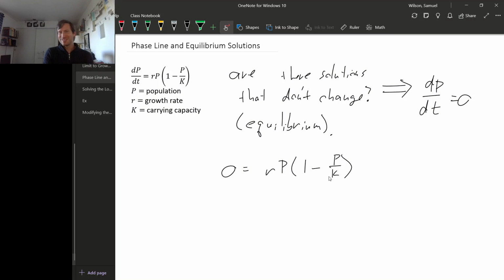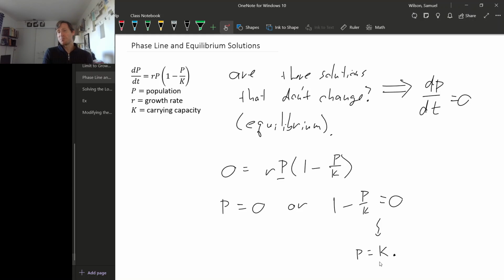Of course, since it's factored already, all we need to do is set this first factor equal to 0, or set this second factor equal to 0, and then solve. So the first one just gives us p equals 0. That's one equilibrium solution. And the other equilibrium solution, if we solve this equation, we get p equals k. And that's the equilibrium solution that we expected.